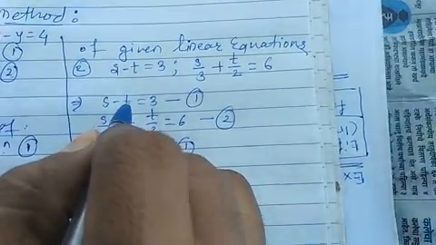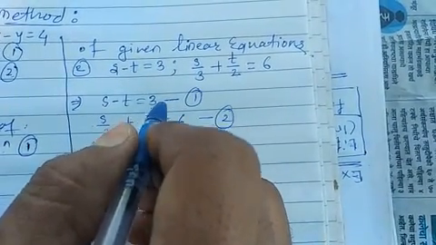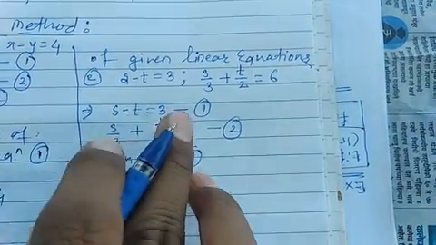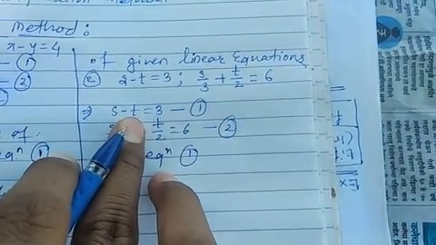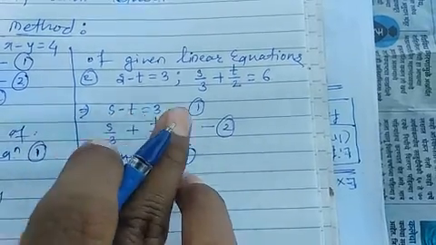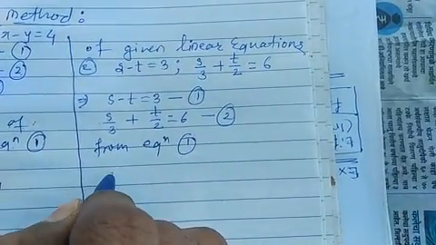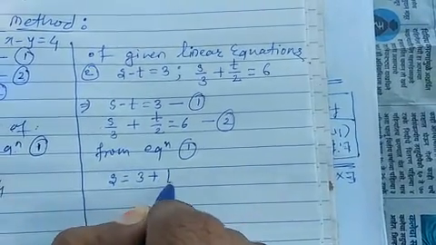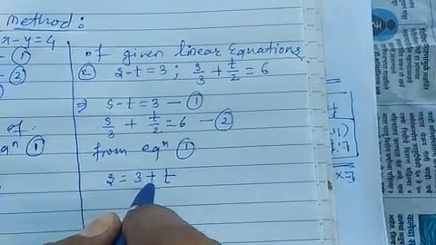So I will write here from equation first, what we get? We can shift this t toward the right side. We shift t to the right side, because if we shift s toward the right side, then it will get somewhat different, somewhat complicated. That's why we'll take this t and shift it towards the right hand side. So what we will get from equation 1 is s equal to 3 plus t.